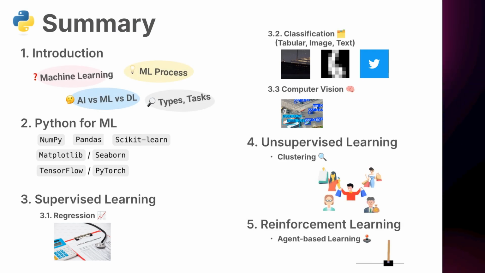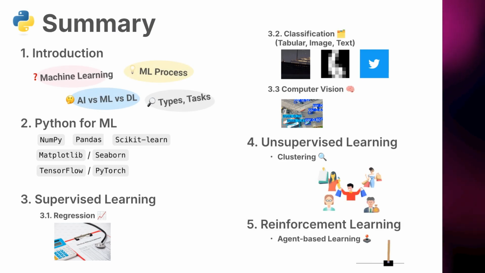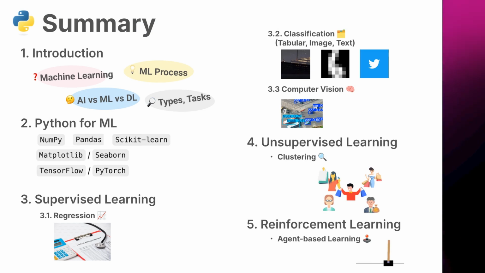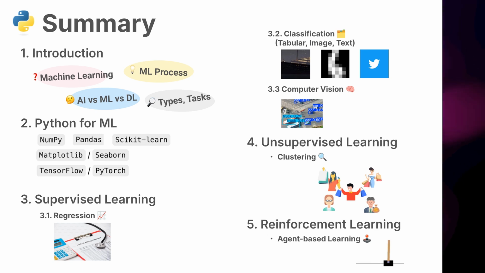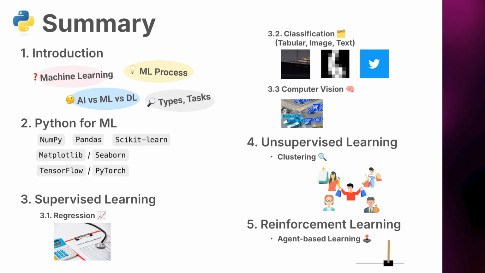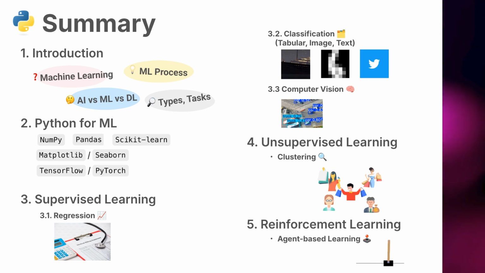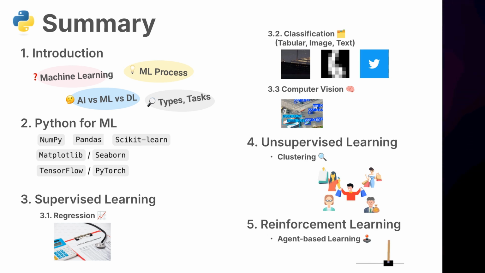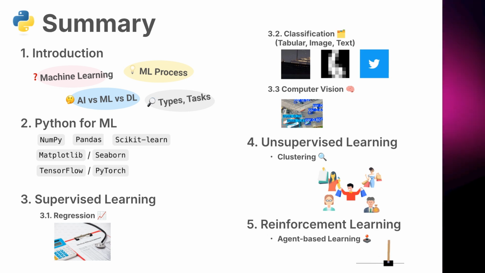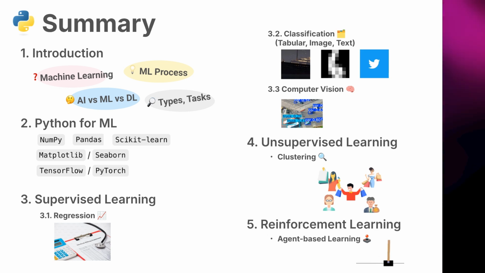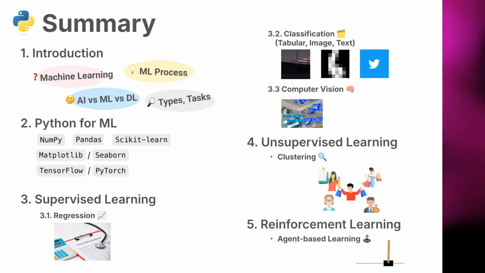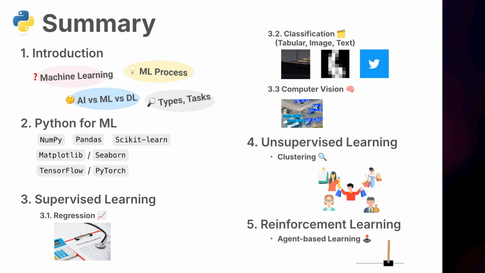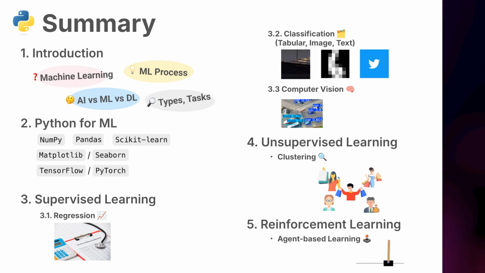And that's it for today's video on machine learning. We covered the foundational concepts, tools, learning types, and real-world tasks using different types of data. Let's quickly review all the learnings. 1. Introduction. The project began by exploring what machine learning is, a method that allows machines to learn from data and make predictions or decisions without being explicitly programmed. We reviewed the basic machine learning process, including collecting data, preparing it, training models, evaluating results, and making predictions. Next, we clarified the differences between AI, machine learning, and deep learning, explaining how they relate to one another in scope and depth.